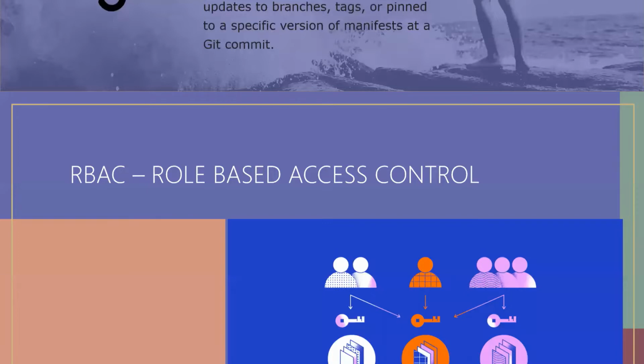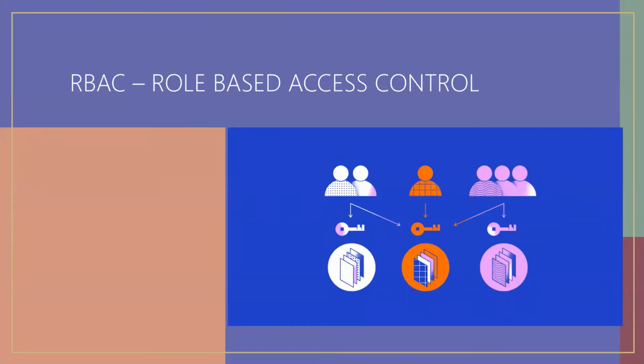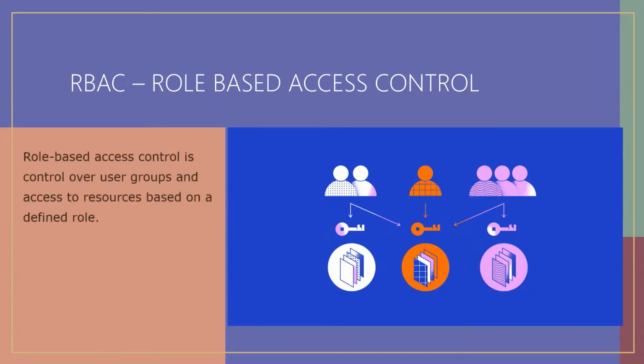So let's jump into the real topic, which is nothing but RBAC, or role-based access control. In Argo CD, role-based access control is control over the user groups and access to resources based on the defined roles. As we've seen, there are multiple resources in Argo CD like applications, projects, repositories, clusters, and GPG keys and certs. It's not like everyone should have every access. Certain people need only a particular project, application, or repository, and we can handle those things better using the RBAC options in Argo CD.